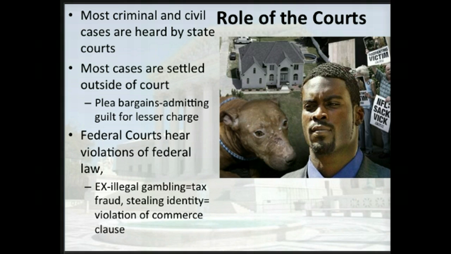Stealing somebody's identity is a federal crime because it's a violation of the Commerce Clause. Michael Vick was charged with a federal crime, and his trial was in federal court because he violated the Commerce Clause and he violated tax law by gambling and not paying taxes on the winnings from dog fighting.